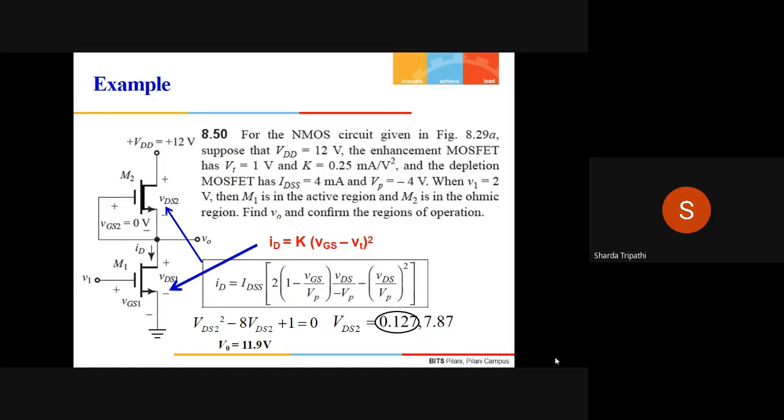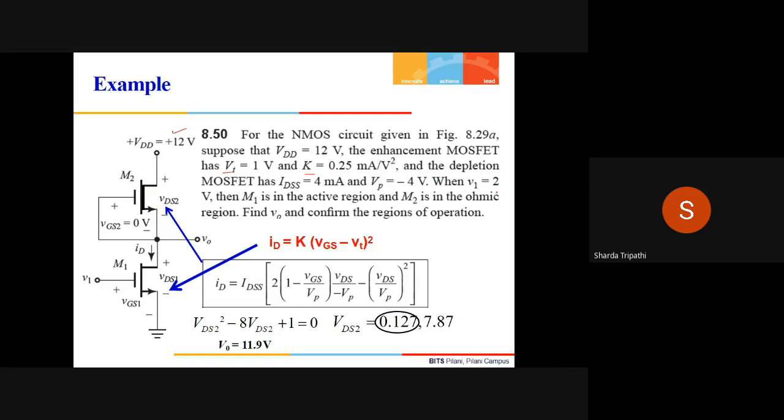Okay, never mind. So now we see the second question. What this question says is, we have an NMOS circuit, which is shown in this figure. Suppose that VDD is equal to 12 volts. The enhancement MOSFET parameters are given, VT and K, and the depletion MOSFET parameters are also given. So in this circuit, you have both types of MOSFETs: depletion type and enhancement type.